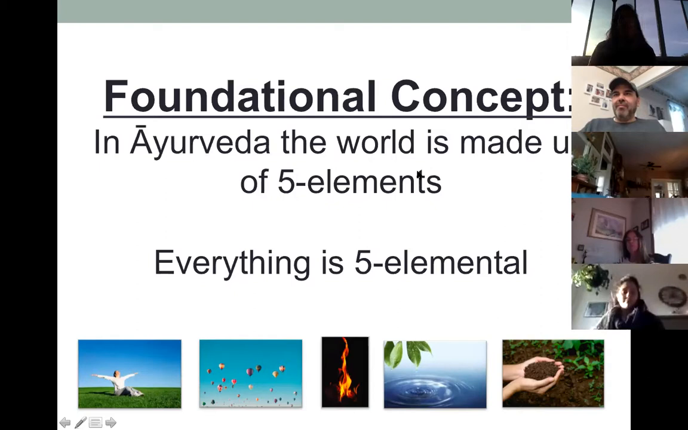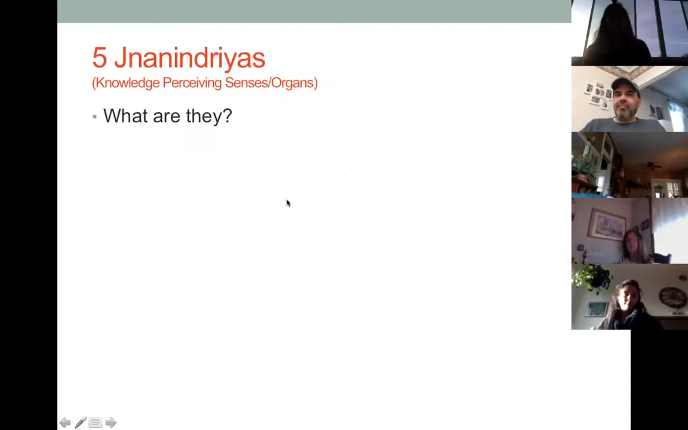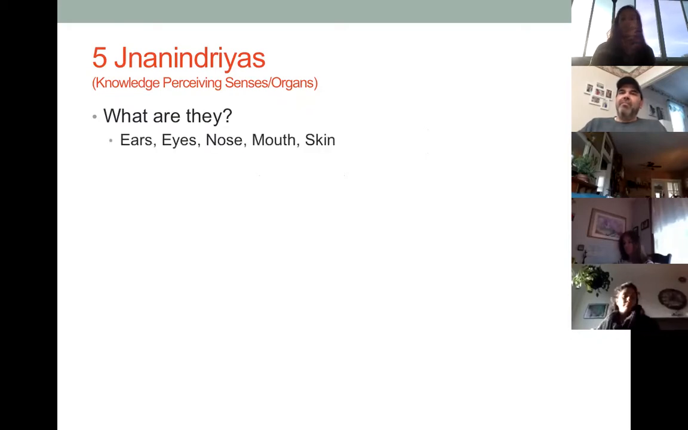We've talked about the 5 elements related to the doshas. We've talked about them related to the seasons. We've talked about them related to the different tastes. And now we're going to talk about them related to the Gyan Indriyas. J-N in Sanskrit is spelled G, like Gyan Indriyas. So these are the knowledge perceiving senses. And what are they? They are the ears, the eyes, the nose, the mouth, skin.